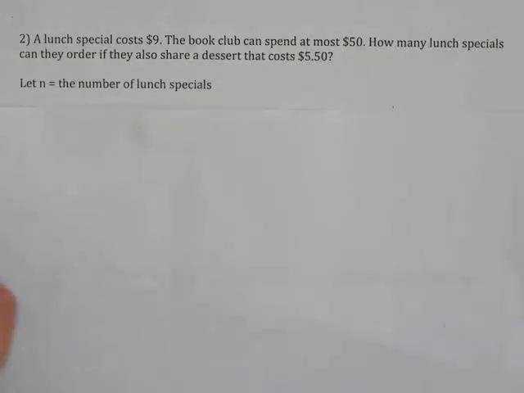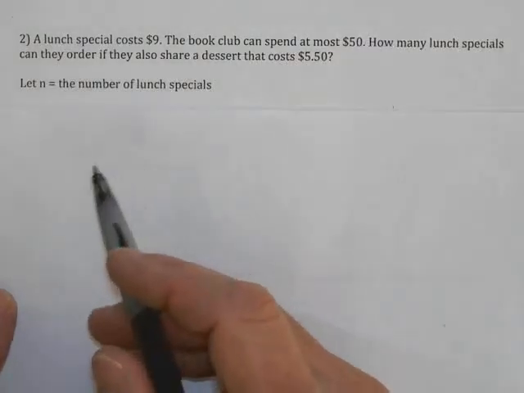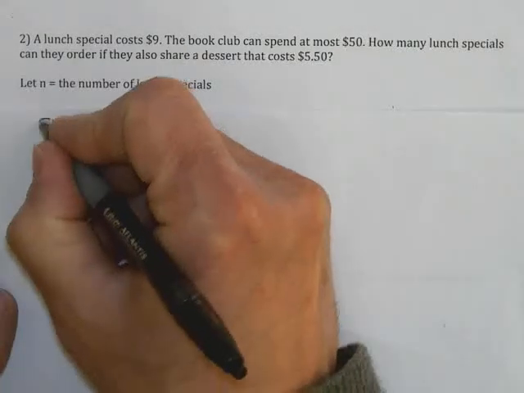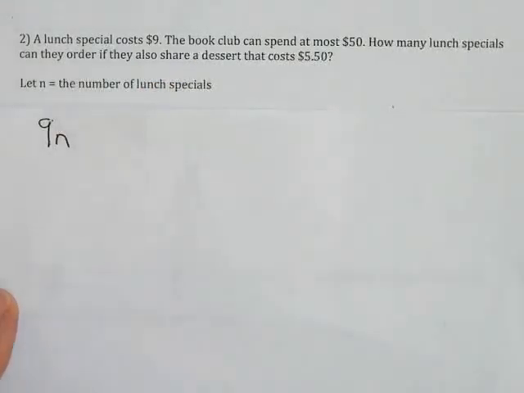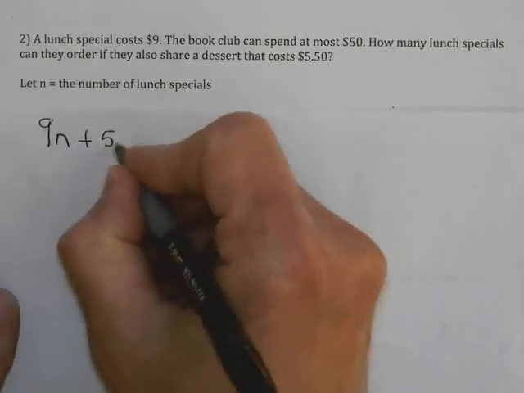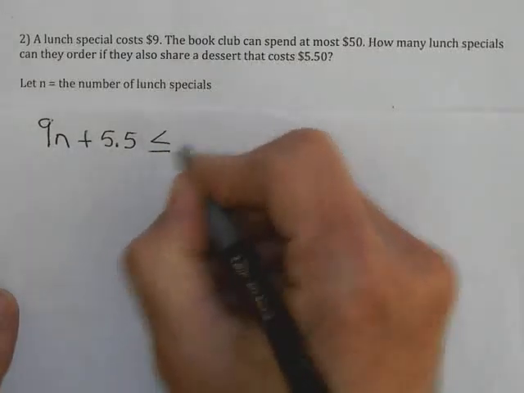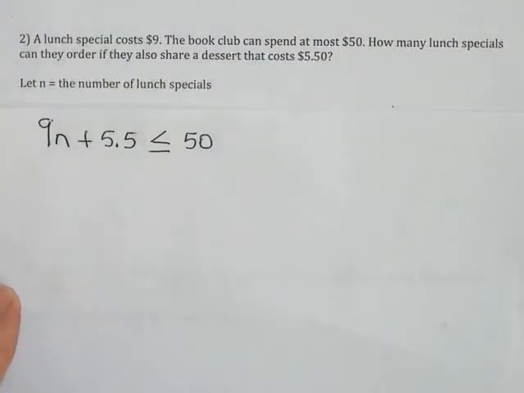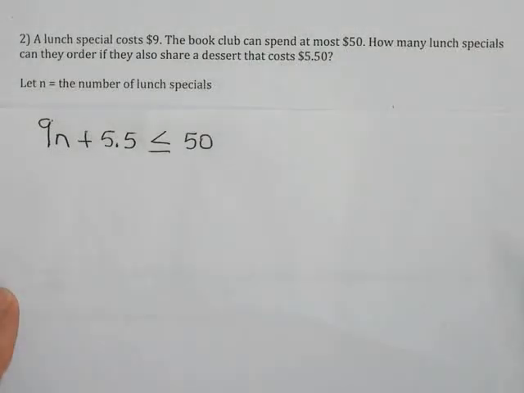Okay. So n is going to equal the number of lunch specials that they're going to order. How much do those lunch specials cost? They cost $9 each. So 9 multiplied by n, the number of lunch specials that we're going to be buying, plus the $5.50 for dessert, which I'm just going to write as 5.5, has to be less than or equal to 50. And the reason it's less than or equal to is because the book club can spend at most $50. They can spend $50 or any amount of money less than $50.